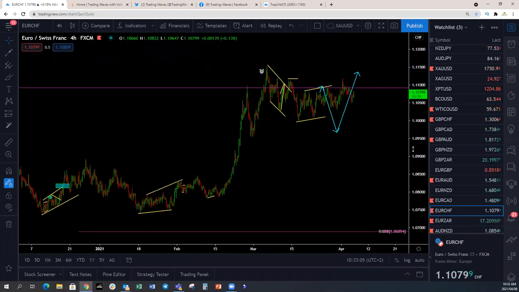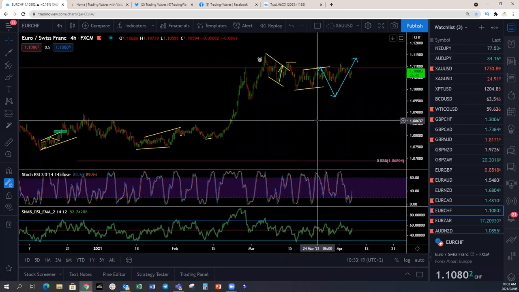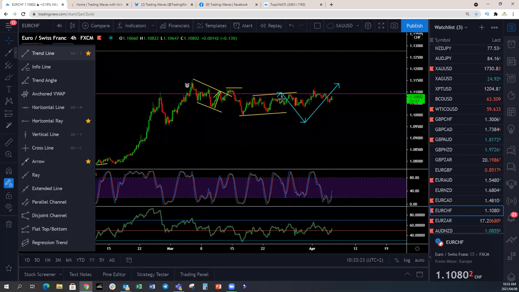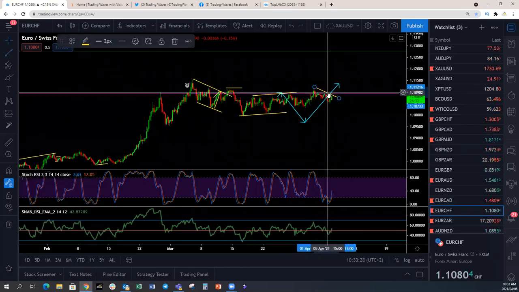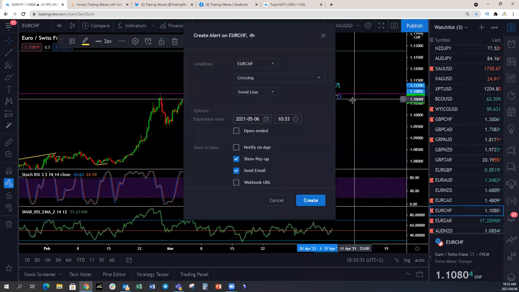Euro Swiss going sideways. We did not drop. We've just gone sideways. We have not dropped as expected. Looks like we're going to have one more up here. So we're not going to go to the downside. This is showing us continuation to the upside. That's Euro.